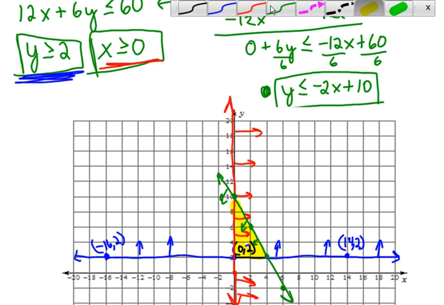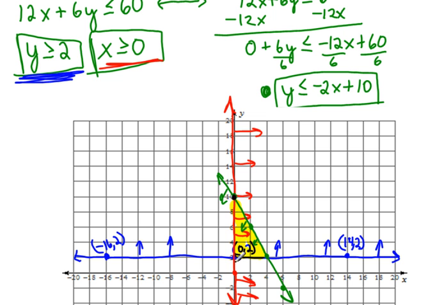And the reason I'm shading that is that any number that's in that graph is where I can make a profit. However, I'm looking at what I need for my maximum amount of profit. So what I need to look at are my vertices here. We've already said that this guy right here is 0, 2. This one is 4, 2. And this guy right here is 0, 10. Okay, those vertices there, that's what we plug in to the profit function.